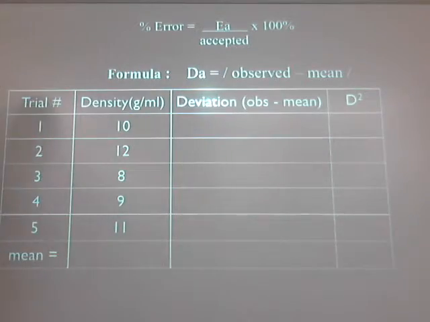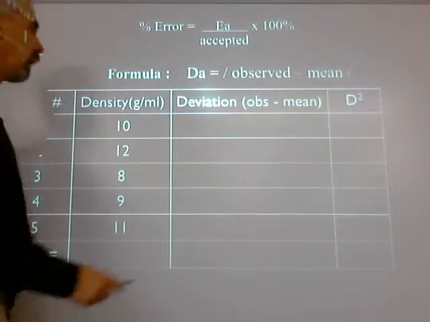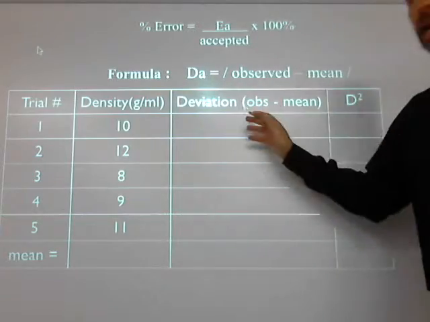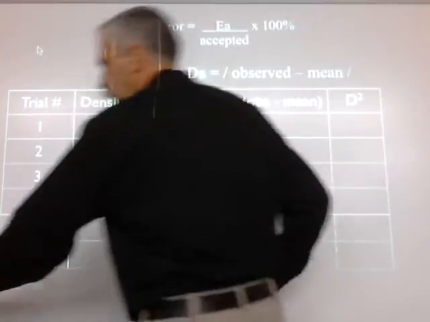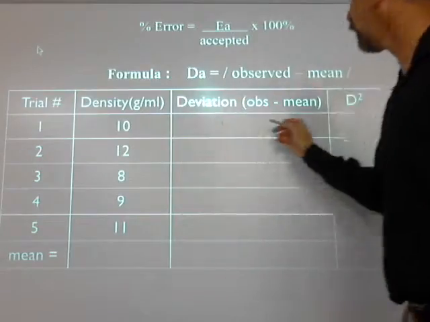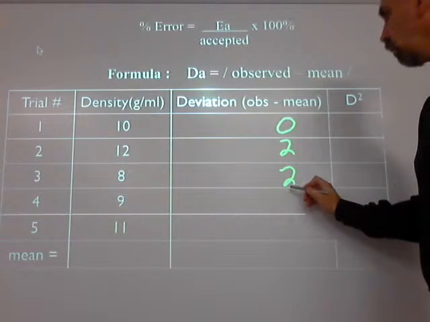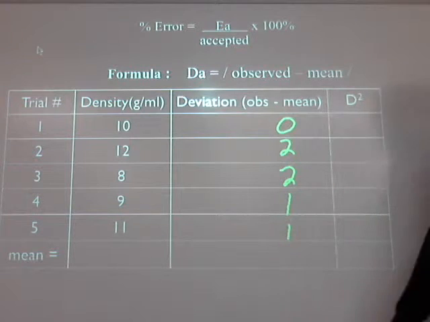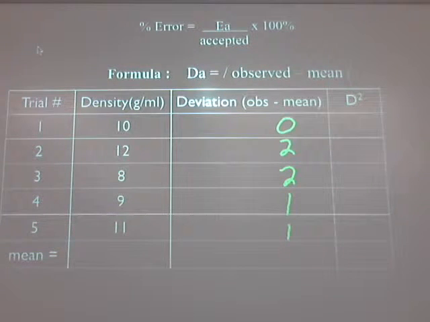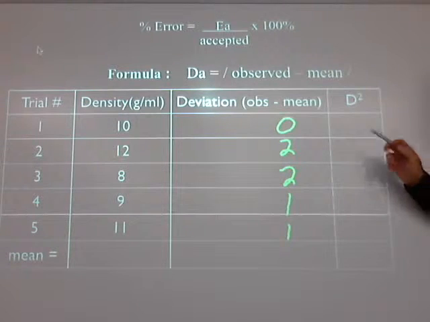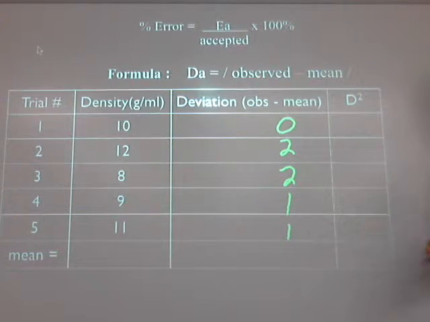When you did this, I'm not going to redo it for everybody, but it's pretty easy. We got 0, 2, 2, 1, and 1. Guess what I have to do now? What do you think d squared probably means? You're going to square each of those numbers. Go ahead, do that quickly.